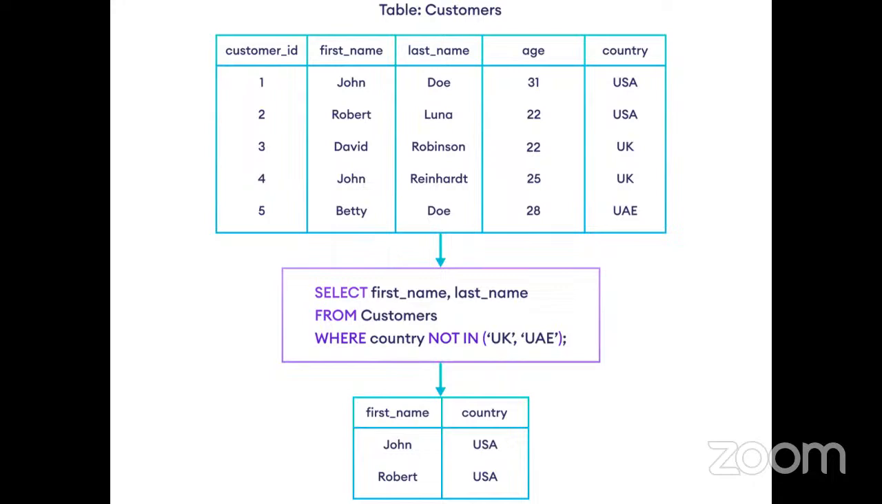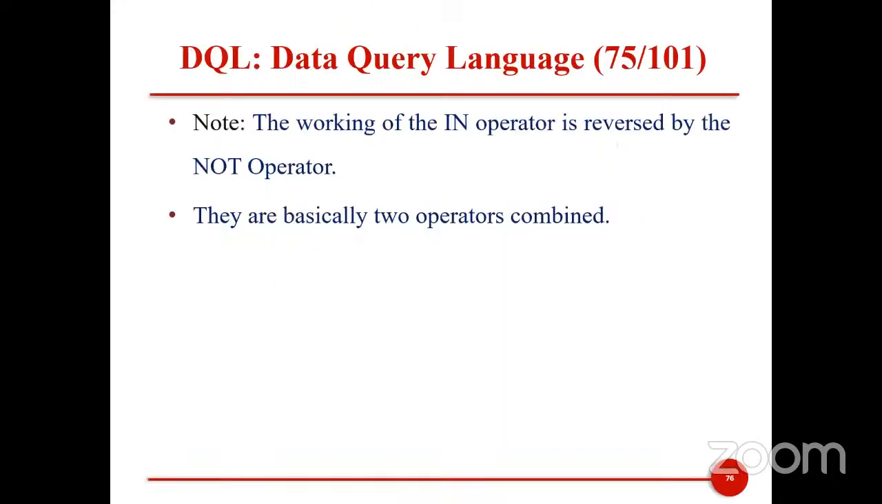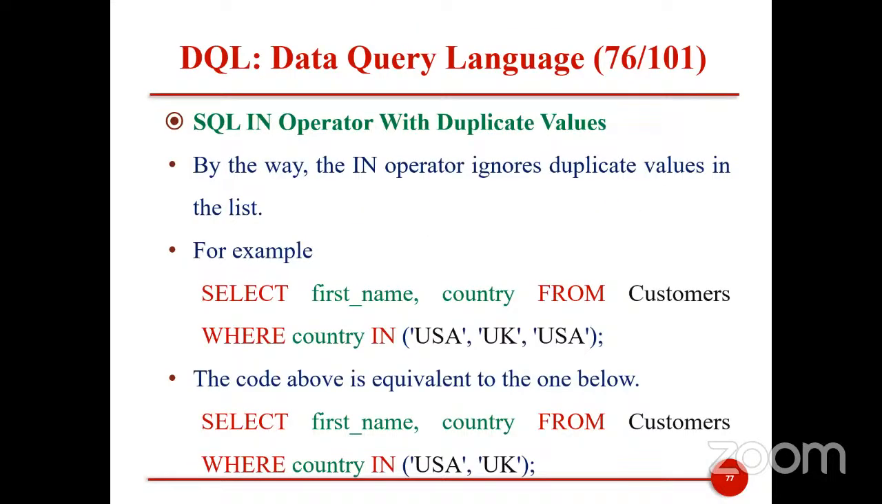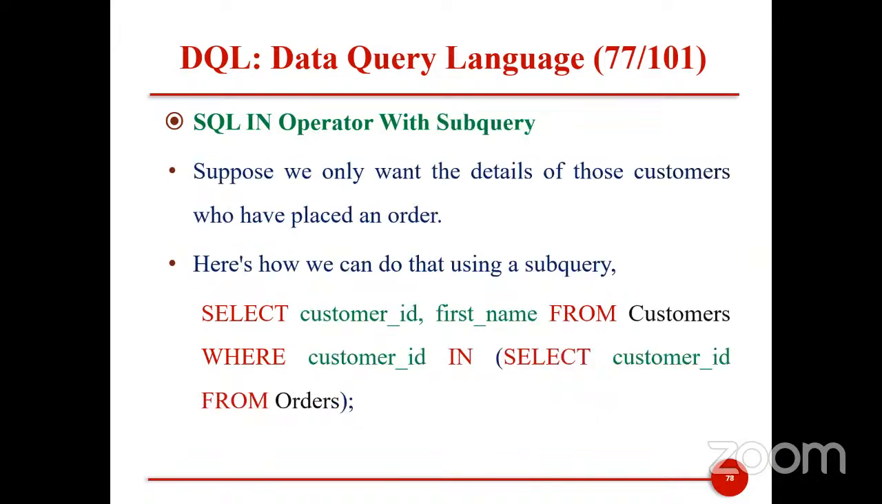So when you include this particular syntax, what happens? Whatever the statement here is, it will display the list of all the customers who do not belong to UK and UAE, because we said they should not belong to these countries. Then we have, yeah, this is still an example of country in or country not in. You also see here.